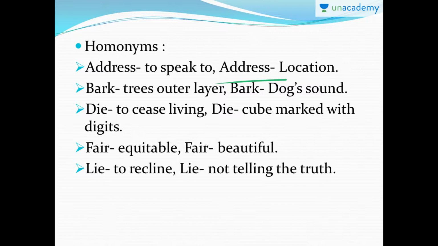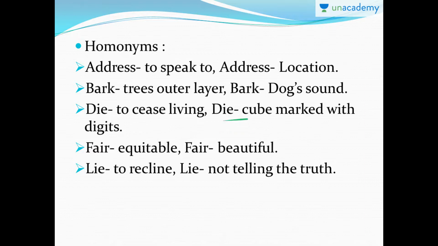Next one, bark and bark. Bark is a tree's outer layer. The layer which you can peel off is the bark of a tree. When a dog makes a sound that is like a barking sound, that is bark. Okay, next one is die, that is to cease living. That means he was born 20 years ago and he died after. Okay, next one is die. So I've seen people say it is dice. No, it is die. You know that cube where you have numbers printed on it from 1 to 6 and you play snake and ladder and other games? That is die. It's not dice.